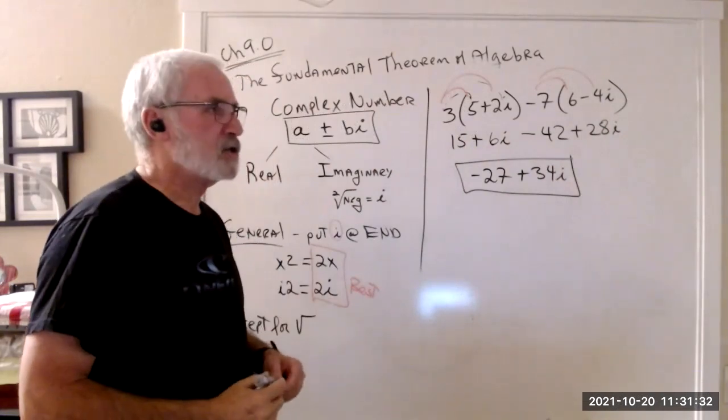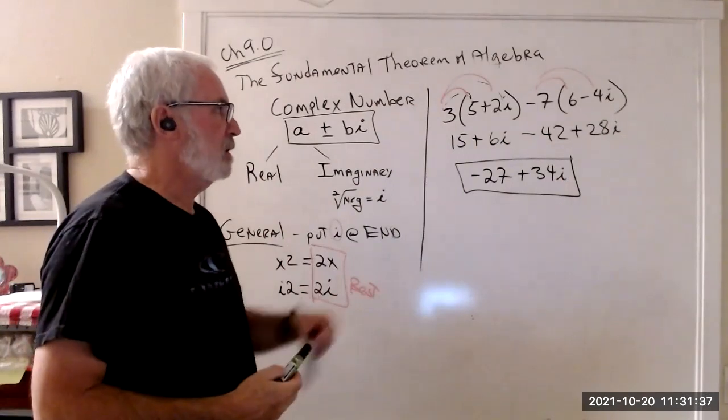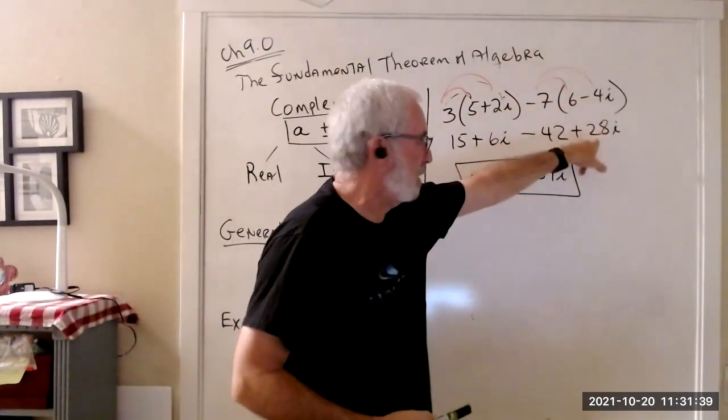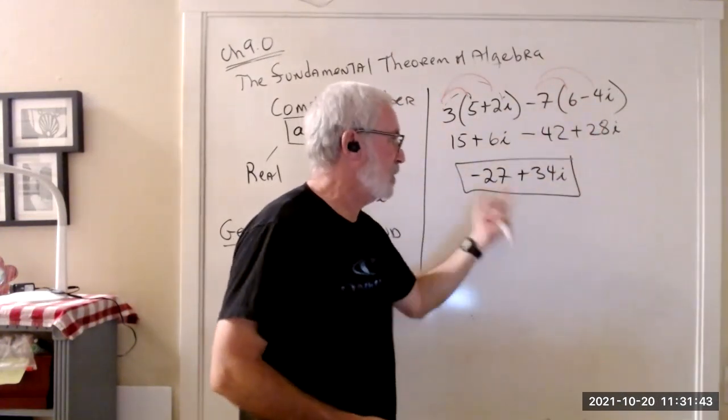Okay, not i squared. I squared only comes if you multiply them. If you had 6i multiplied by 28i, then you'd get an i squared in there. There's no i squared, so that's the answer.